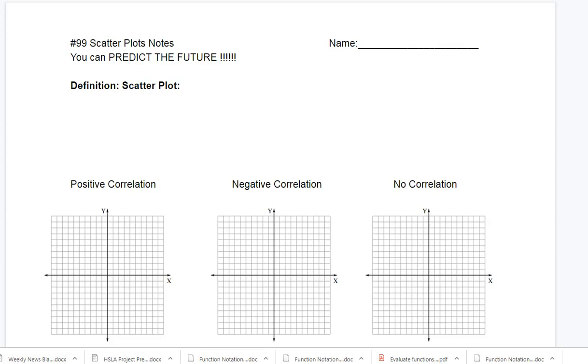Hello, class. Well, today we're going to be talking about scatter plots. And scatter plots are simply a tool that you can use to, that's right, predict the future. Let's start off with a quick definition.